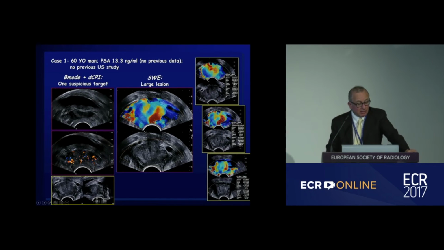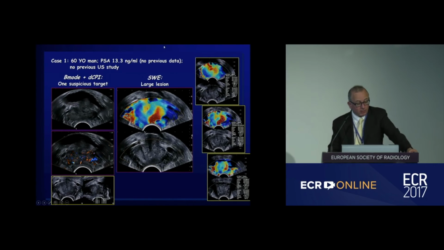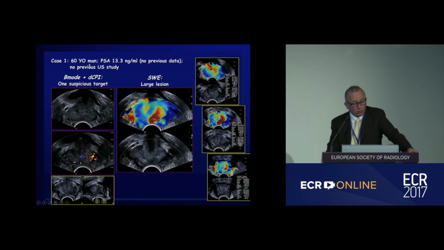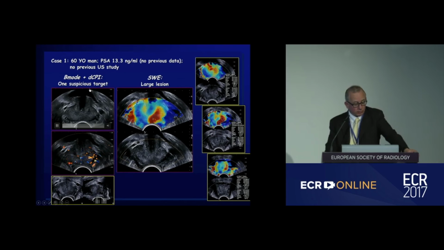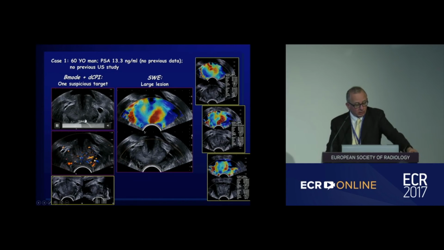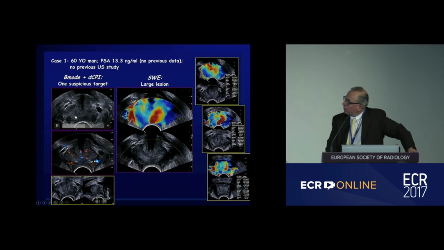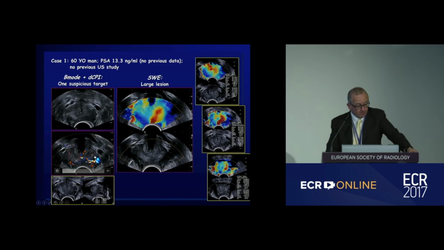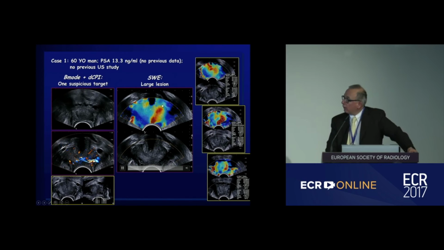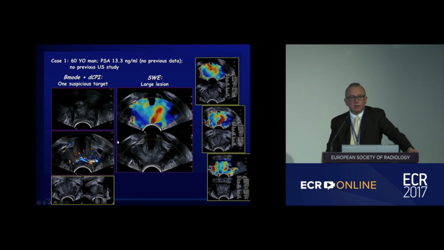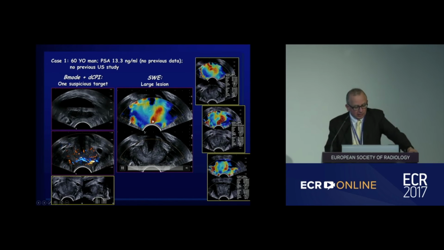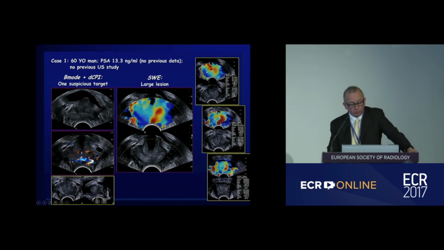So let's see this patient with a PSA of 13, 60 years old, no previous data, no previous ultrasound. We're scanning the patient, and you might see here a small hypoechogenic area, some increased vascularity, but look at the shear wave elastography. It's really obvious, and it's a very large lesion, with a very large increased stiffness in the prostate. And this is coming from the base to the apex, so it's quite a diffuse lesion.